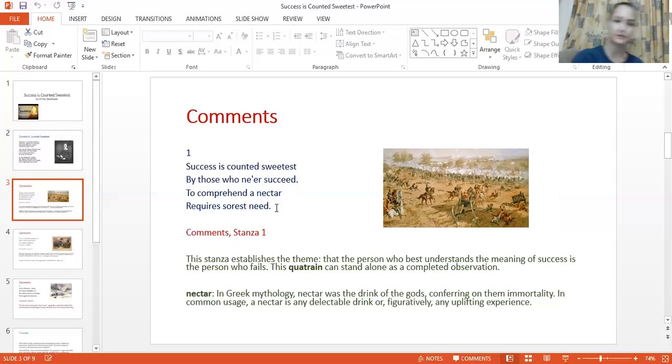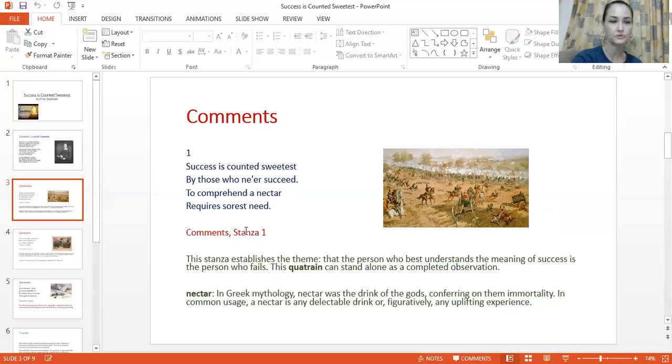When it comes to literary devices, apart from disillusion and metaphor in line 3, we can also talk about what? Repetition of consonant sounds in the first line. Success, sweetest. So here we have a case of alliteration. When it comes to punctuation or unusual capitalization, we don't have any instances in the first stanza.